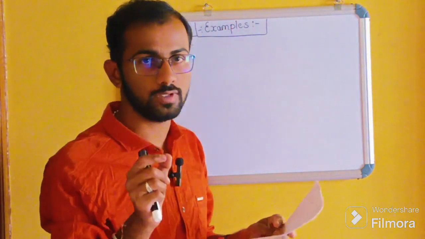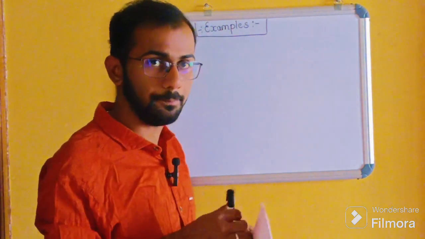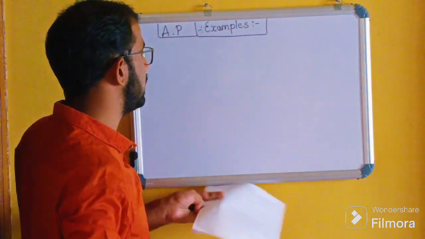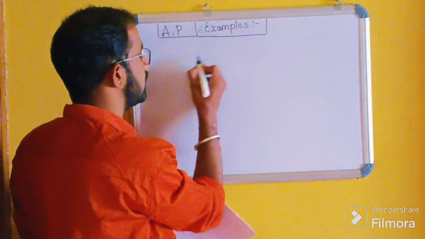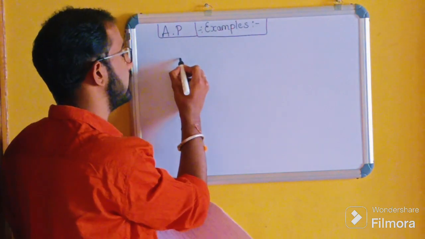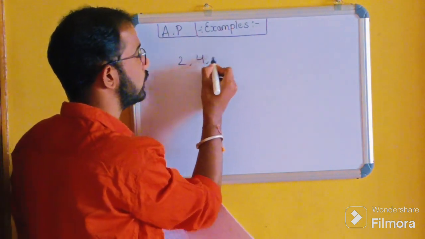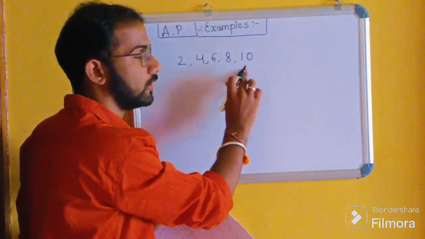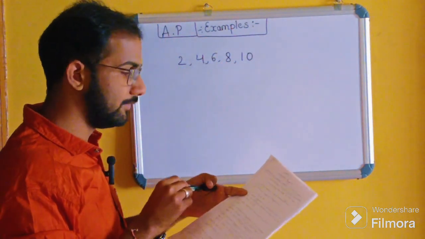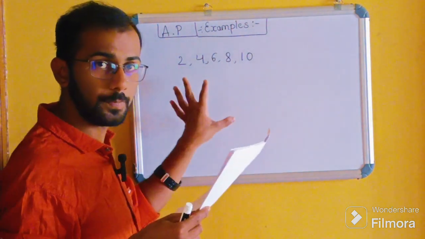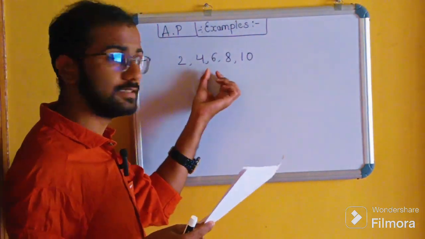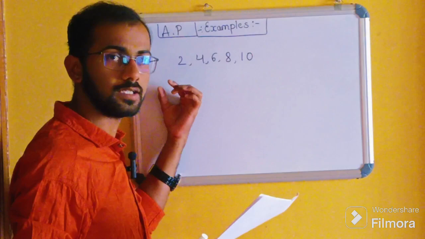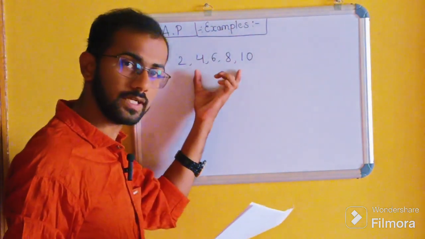In my previous video, I gave you the definition of what is meant by arithmetic progression. So, arithmetic progression is a list of numbers. Let's take one example over here: 2, 4, 6, 8, 10. This is a list of numbers in which each term is obtained by adding a fixed number to the preceding term, and it is called an arithmetic progression.